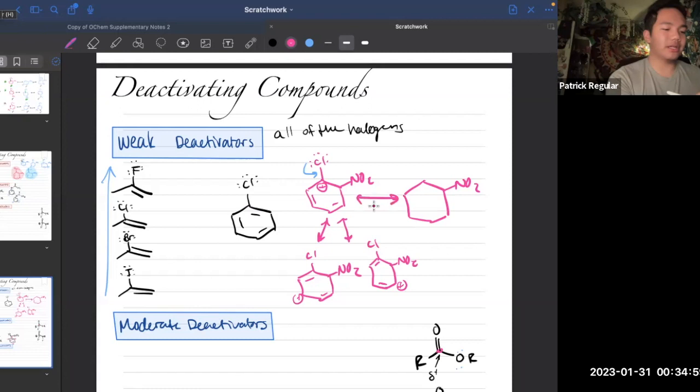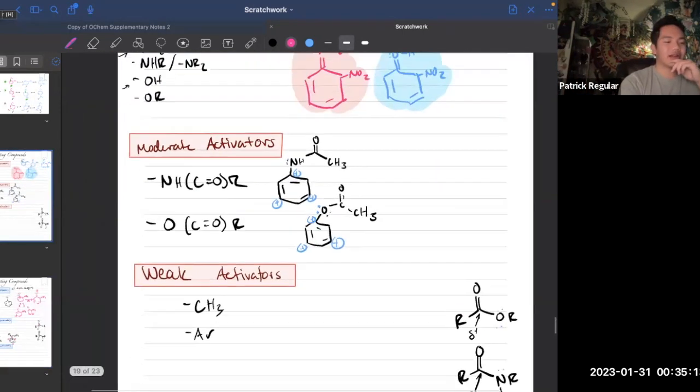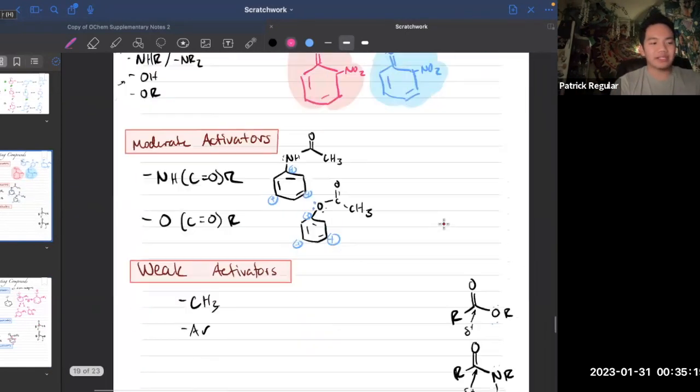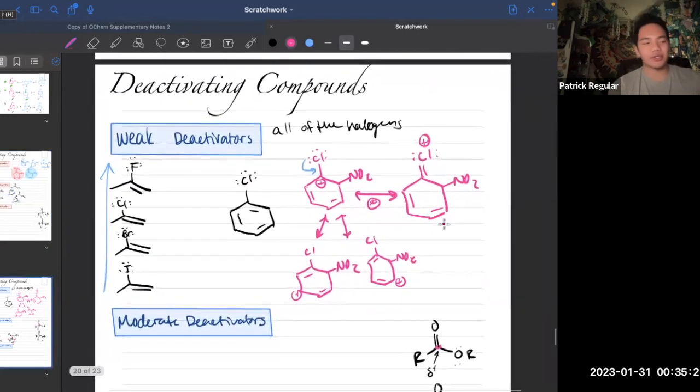Now this fourth one, I'm going to put a little star next to it because that's the one of importance, is this. We can make a fourth resonance structure just like our other activating groups. Because remember, all of our activating groups have a lone pair, with the exception of the CH3 and the aromatic rings. But they have lone pairs that they can donate and contribute to resonance structures.